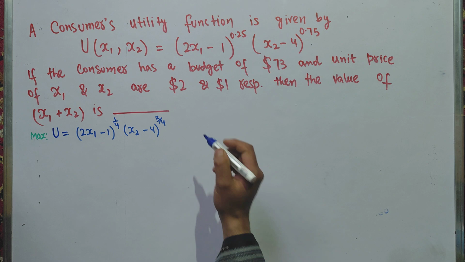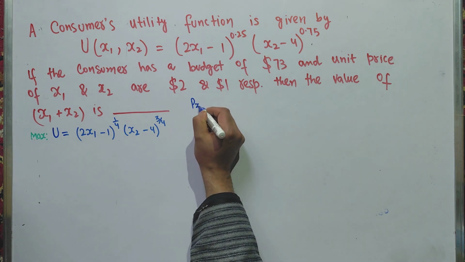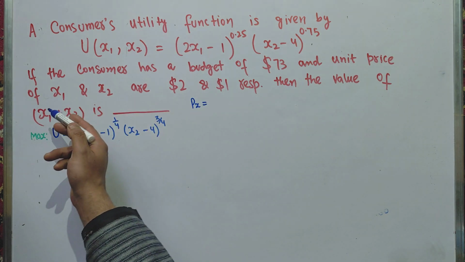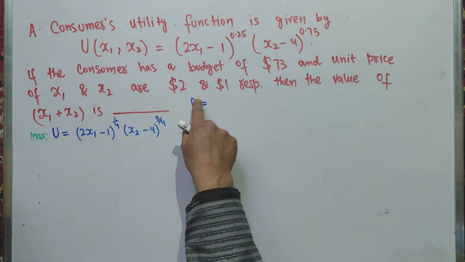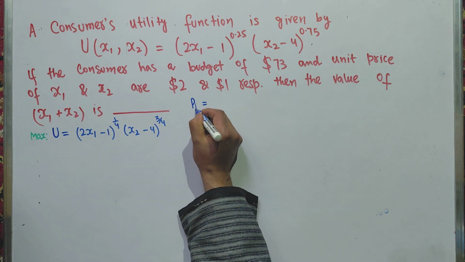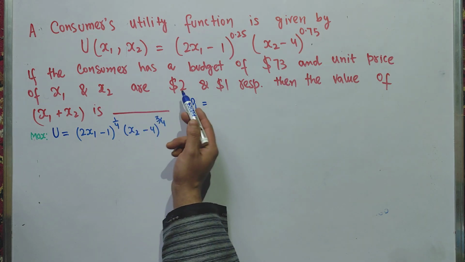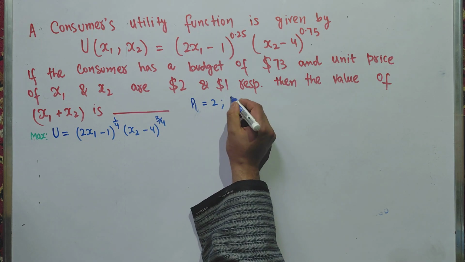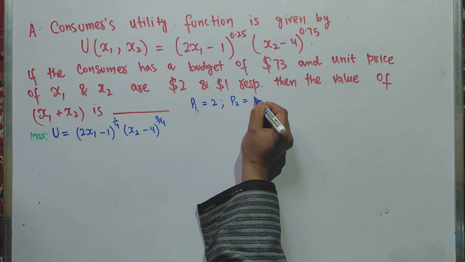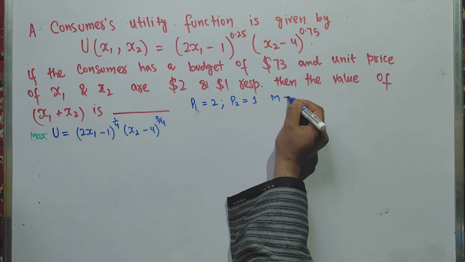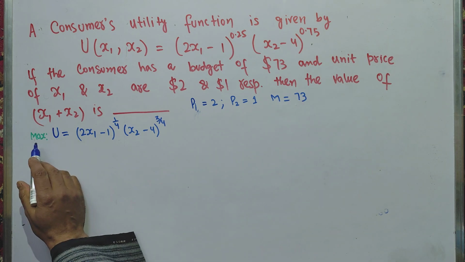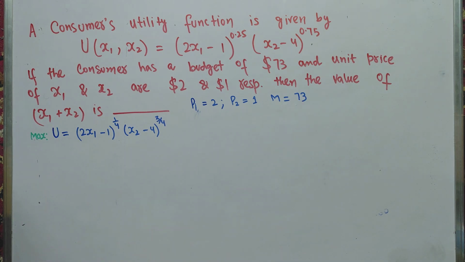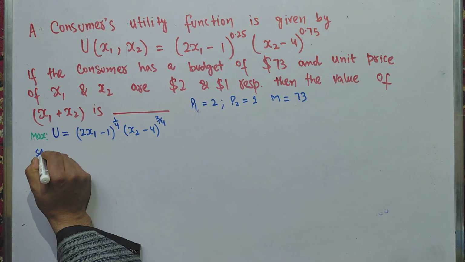And what is the budget constraint? We are being told the price of x1, let's write it here as p1, is $2 and the price of x2 is $1, and the income of the consumer is $73. Okay, so the consumer wants to maximize this utility subject to the budget constraint.